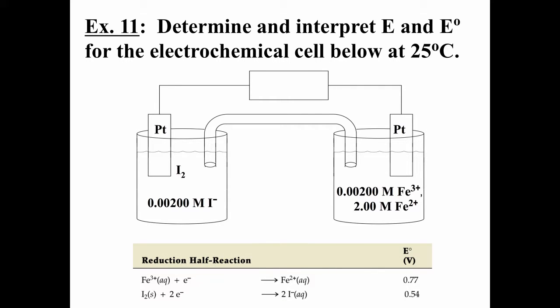If we try to figure out what's oxidized and what's reduced, we have to look at the reduction potentials table. Fe3+ with Fe2+ happens to have a reduction potential of 0.77 volts. I2 with I- has a reduction potential of 0.54 volts. So iron 3+ is more easily reduced, and therefore it will be reduced. I2 is less easily reduced, so I- is going to end up being oxidized.